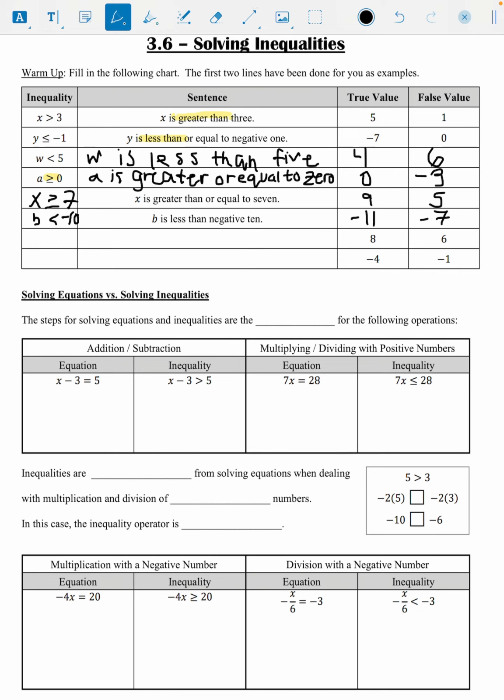Now for these next two lines, the answers may vary. As long as your true and false values satisfy and don't satisfy the inequality respectively, then your answers will be correct. So an example for the first one, or the second from the bottom, it could be that x is greater than 7.